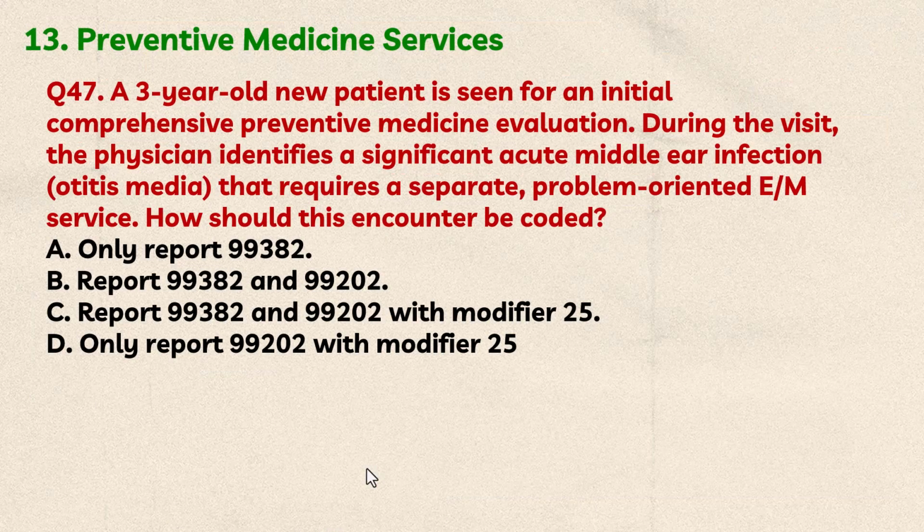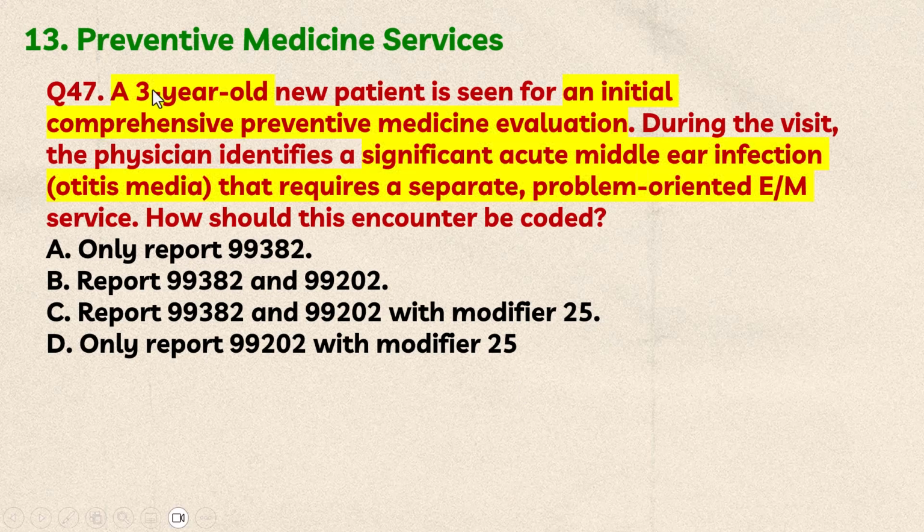Question number 47. A 3-year-old new patient is seen for an initial comprehensive preventive medicine evaluation. During the visit, the physician identifies a significant acute middle ear infection, that is otitis media, that requires a separate problem-oriented EM service. How should this encounter be coded? So there are 4 answers available. So take your CPT code book and find the answer.